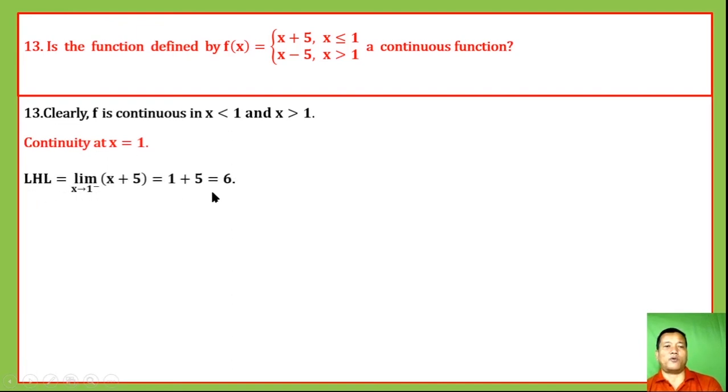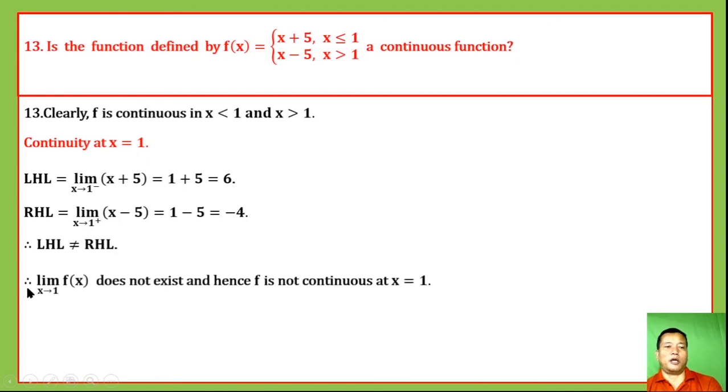Left hand limit at 1 is 6. Right hand limit at 1 is minus 4. Left hand limit and right hand limit, they two are not equal. Therefore, limit of f of x as x tends to 1 does not exist, and hence f is not continuous at x equal to 1. No, f is not a continuous function.